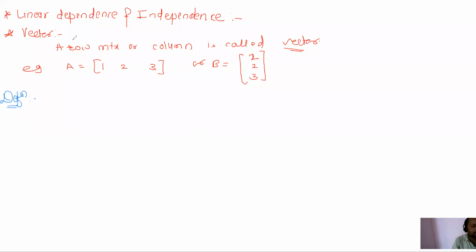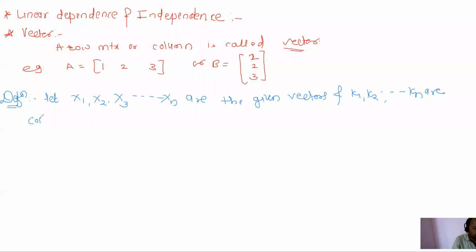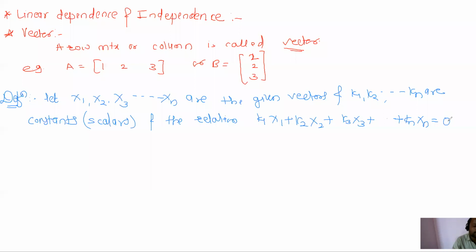Okay. Now let's define linear dependence and independence. Let x1, x2, x3, up to xn be the given vectors, and k1, k2, up to kn be constants, or we can say scalars. Constants or scalars we also consider, and the relation k1 x1 plus k2 x2 plus k3 x3 plus kn xn is equal to 0.